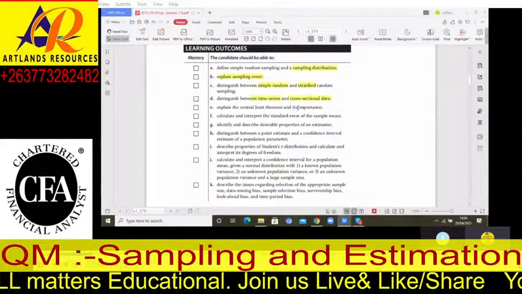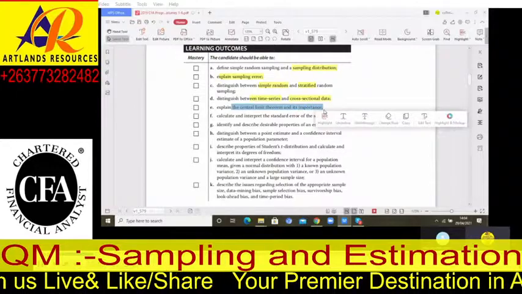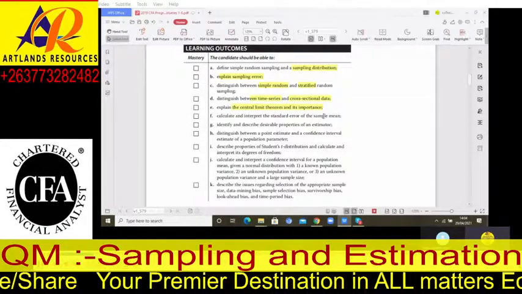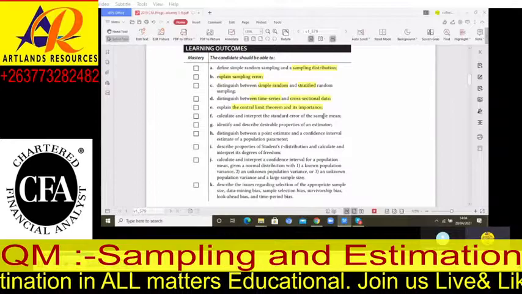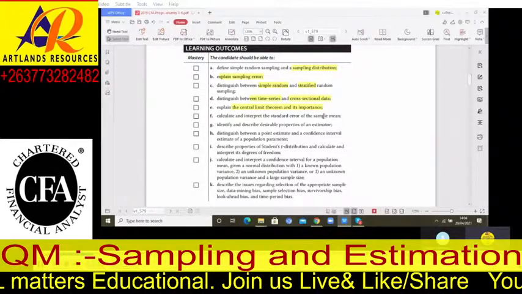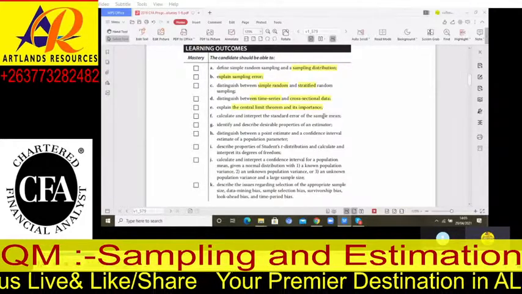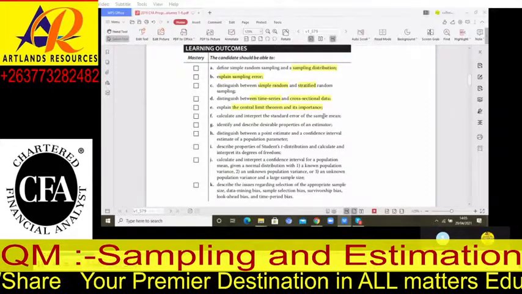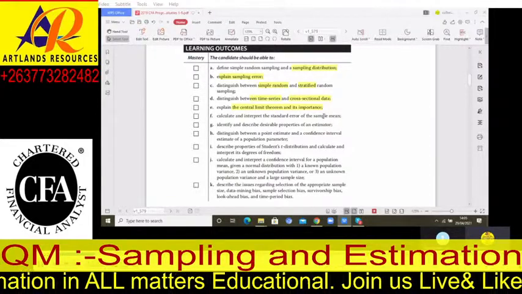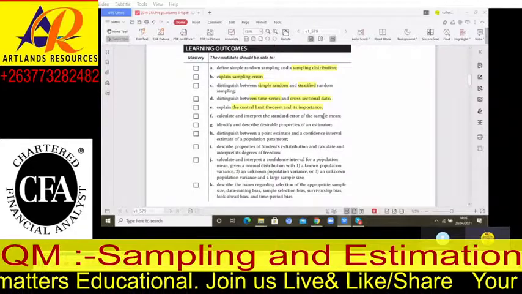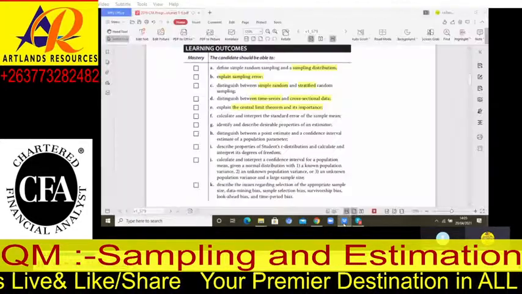Explain the central limit theorem and its importance. Now, there is what is called the central limit theorem. We actually call it the distribution of the sample mean. If I'm to explain it in simple terms, the central limit theorem is like this. It says that if large samples are taken from a population with mean mu and a given variance, then the distribution of the sample mean will have the same mean as that of the population.